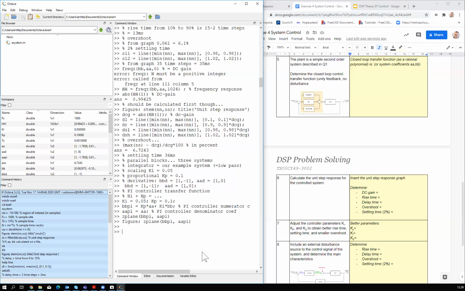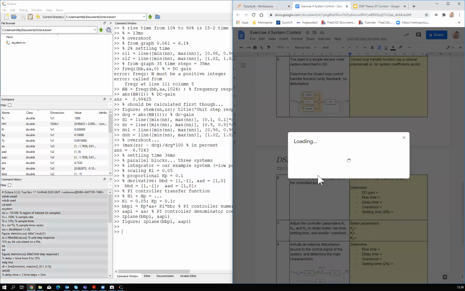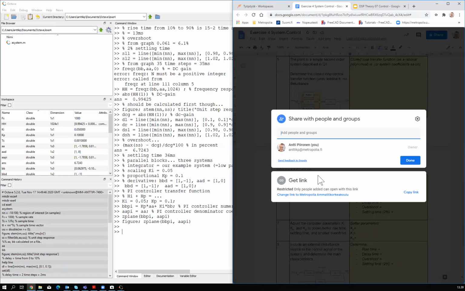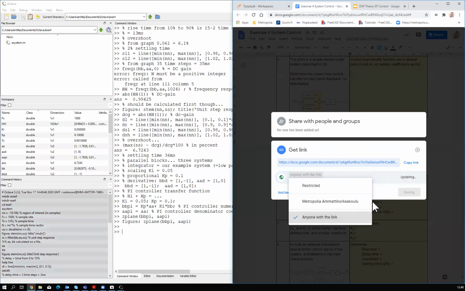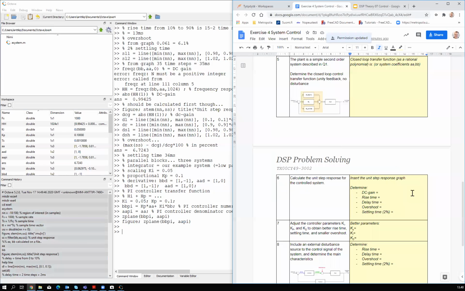Also the template, it's not accessible right now. Wait a minute. Why is that? Okay. Anyone in Metropolia Ammattikorkeakoulu? So okay, but anyone, this is just fine. Anyone with the link. So you may have been accessing with your personal Google account. Yeah, now it works. Thanks. Okay, yeah, no worries.